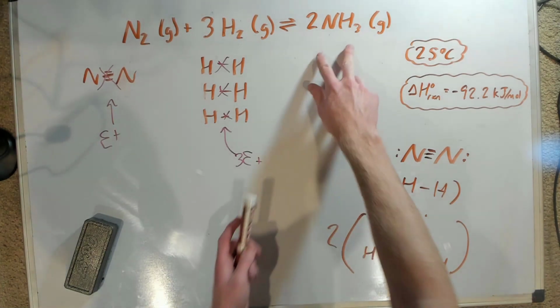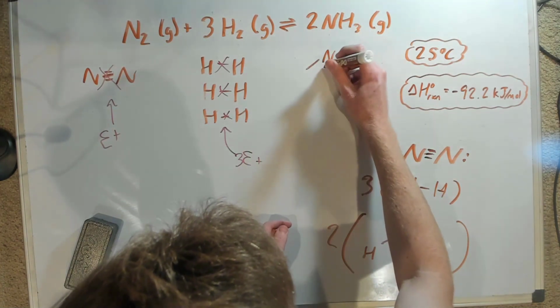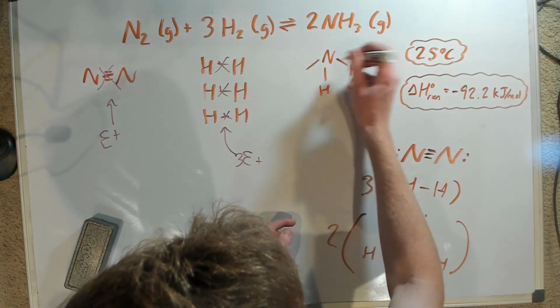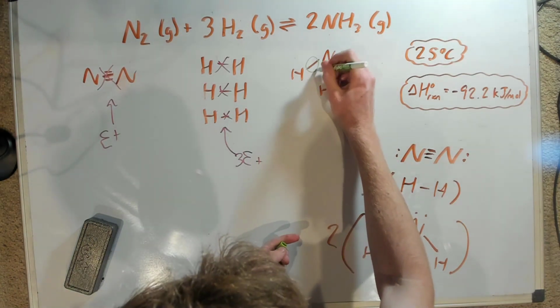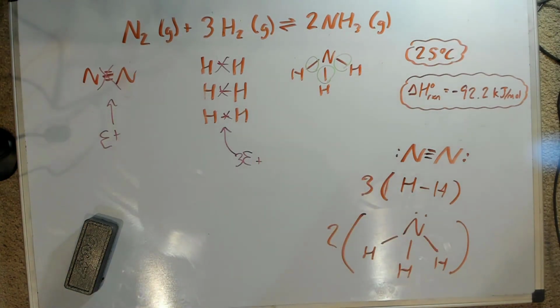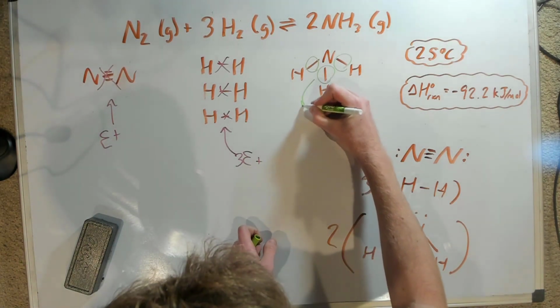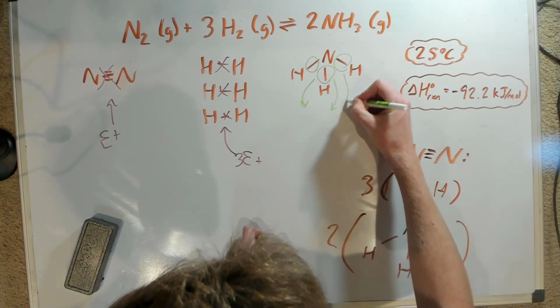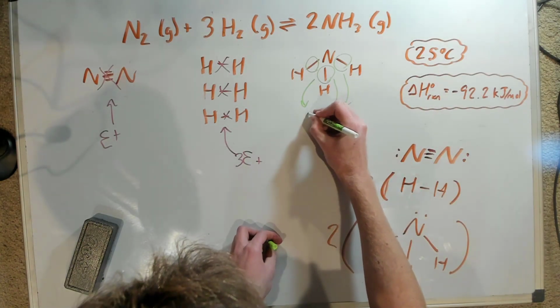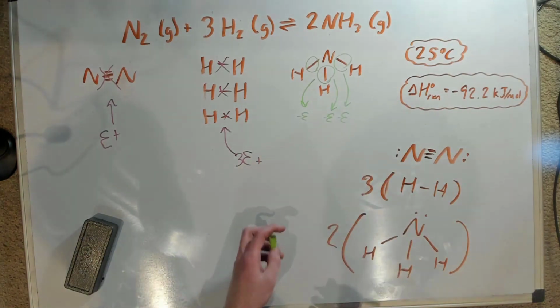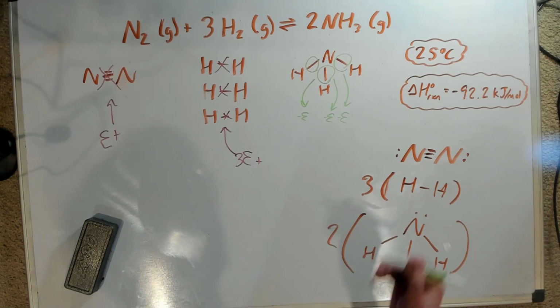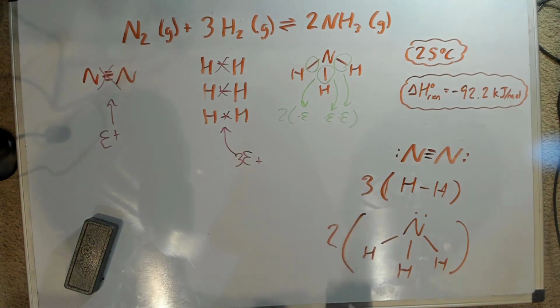Okay, now we need to form these new ones. We're going to have N, H, H, H. These now are newly formed, so we're going to circle them like that. Because it actually wants to become this bond, it means that we can then take energy out. So that means that we're taking E, E, E, minus, minus, minus, to form it. And then we're multiplying this whole thing times 2 because there are two total ammonias.